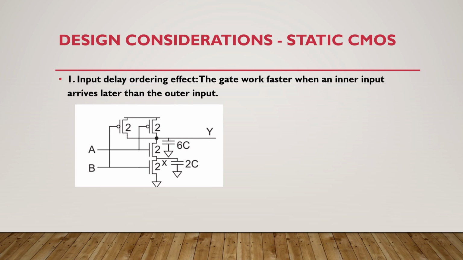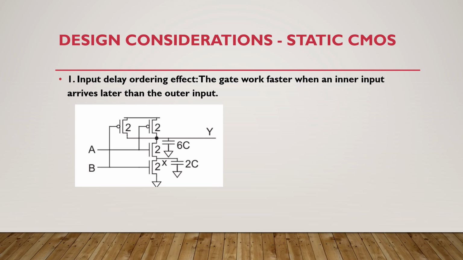Last class we have seen what the input delay ordering effect is. That means the gate will work faster when an inner input arrives later than the outer input. Here the input A is the inner input and B is the outer input, because the outer input is connected very close to the power rail such as VDD or ground, whereas the inner input is very close to our output. So if this input arrives later than the outer input, our gate will work faster, right? That we have already seen.